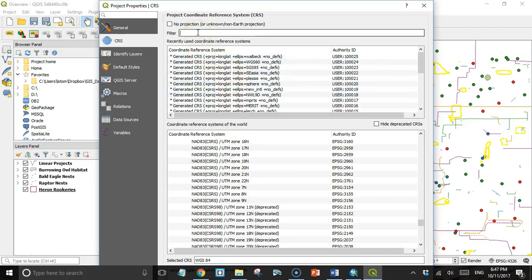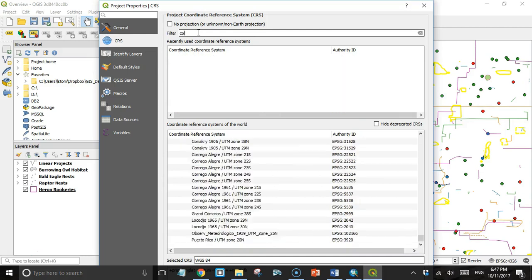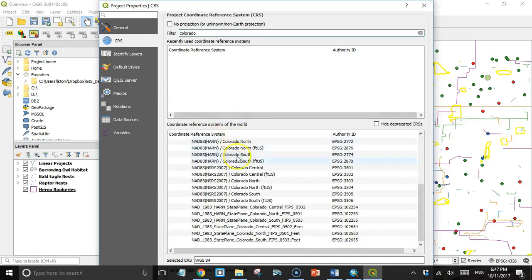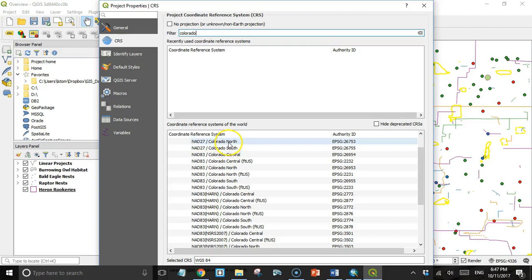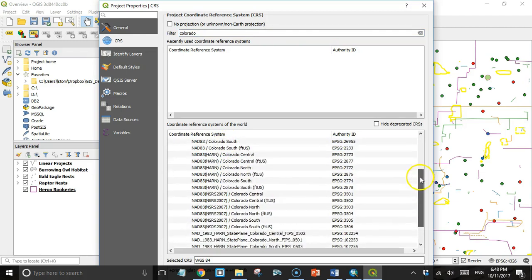And just like in ArcGIS, you can search. So for instance, if you're working in Colorado and you want to work with Colorado State Plane, but you're not sure what the name is, you can just type in Colorado. State Plane happens to be in the Lambert conformal conic projection, but then you can choose Colorado North, Colorado South, Colorado Central, etc. And if you work with these a lot in ArcGIS, you'll recognize some of the terminology.